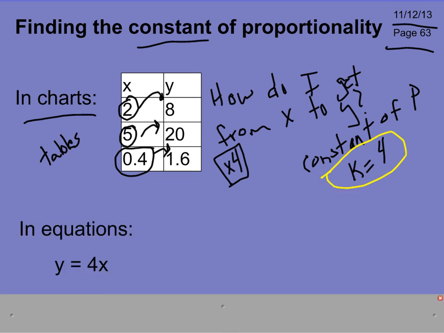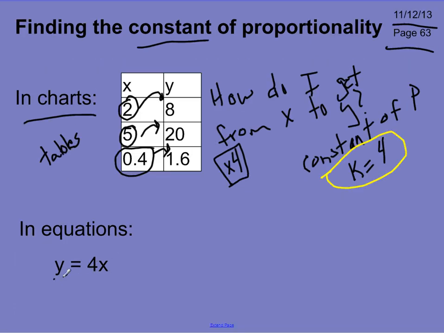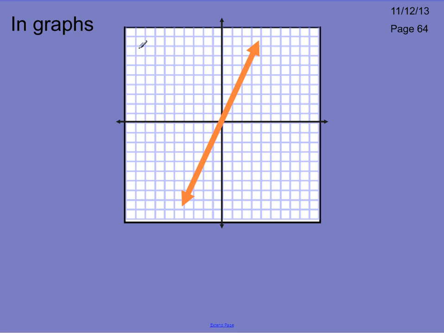All right, so that's how we find it in charts. Let's look at an equation. Remember how we said that a proportional relationship is written in this standard form, y equals kx. We have a y here, we have an equal sign, we have a number, and we have an x. Finding the constant of proportionality in an equation is very, very simple. It's just the number. So in this equation, k equals 4. How much more simple could that possibly be? Not much more simple.